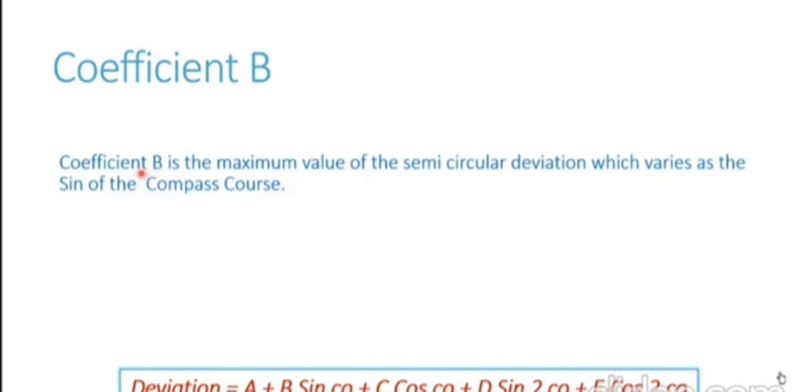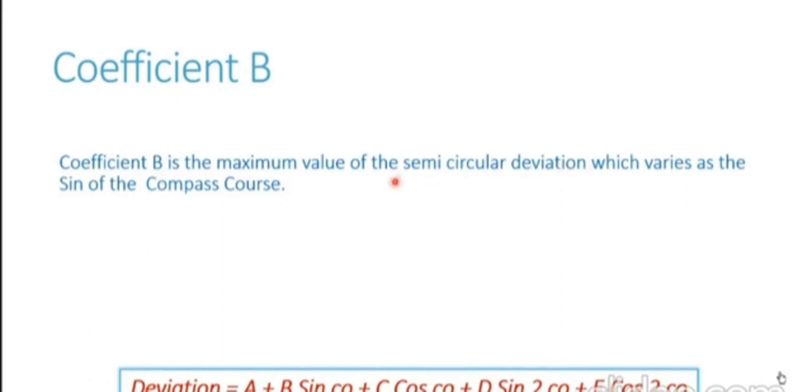So you see this definition can be easily remembered basis the formula. Coefficient B is the maximum value of the semicircular deviation which varies as sine of the compass course. That part of the deviation which varies as sine of the compass course, the maximum possible value it can have is what is coefficient B. Now, what is the meaning of semicircular deviation?